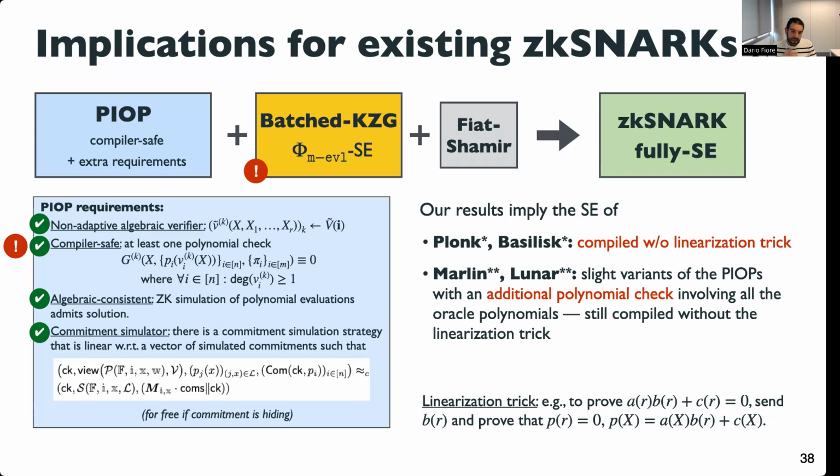And then about Marlin and Lunar, which have a similar structure, we cannot capture the full-fledged protocols because of this delegation round. That means that the original polynomial IOP fails to satisfy this compiler-safe property, which essentially says that you have the evaluation of all polynomials in the last round. But if you add this to the polynomial IOP, then we can again capture them, but again without this linearization trick.